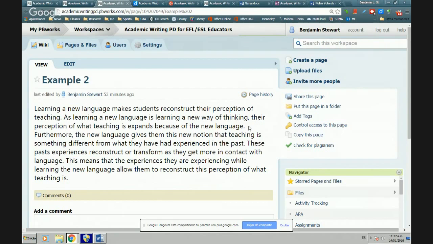Well, the evidence could be the new language gives them, and the following sentence: these past experiences reconstruct or transform. Okay. And then like a conclusion. This means that. All right. Would you like to summarize that as a comment?